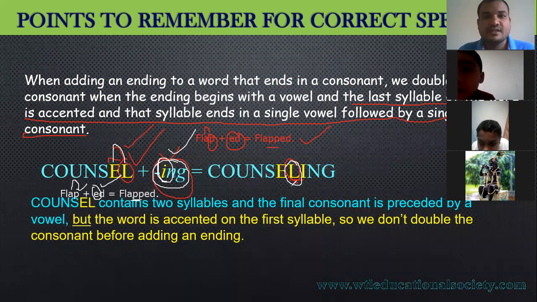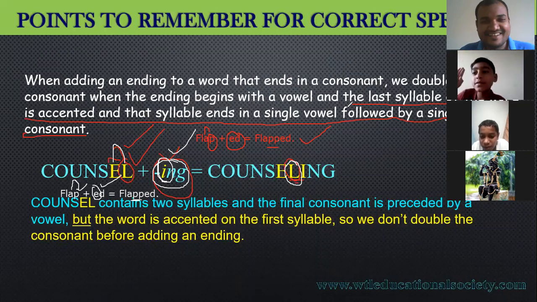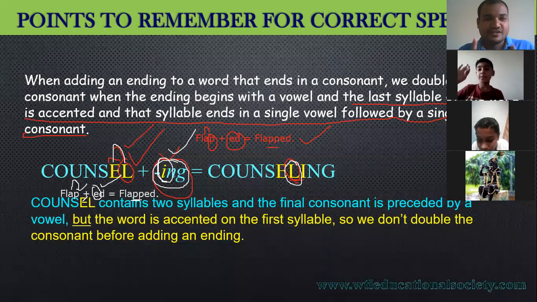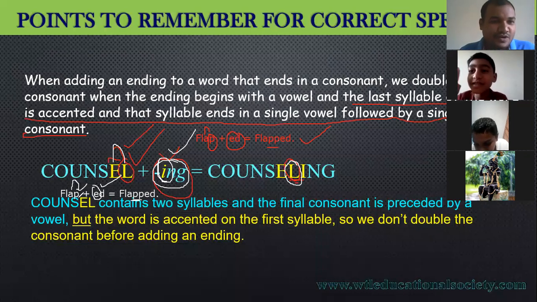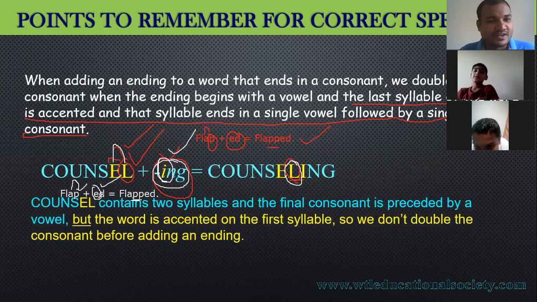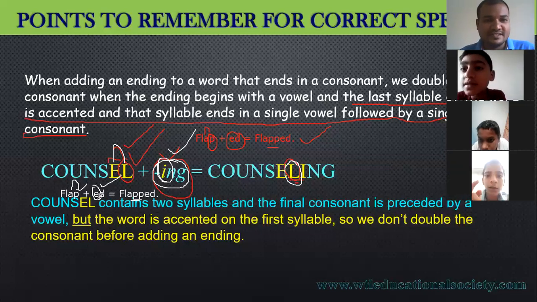Why? Before L there is a vowel, and after L there is also a vowel. Now just look here also. Before P, letter A. Is it a vowel or consonant? Vowel. After letter P, there is letter E. Is it a vowel or consonant? Both are vowels.